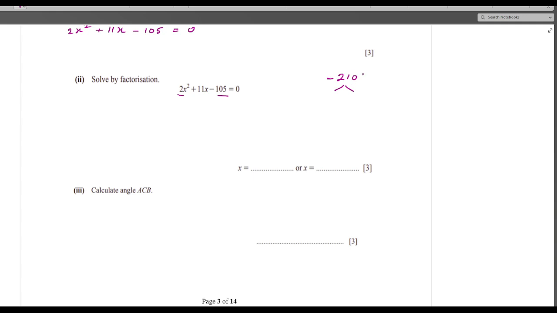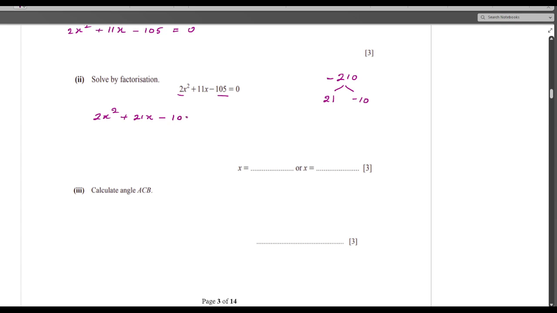21 times 10 will give you 210. So better I will take 21 as one factor and minus 10 as other factor. So here this can be written as 2x square plus 21x minus 10x minus 105 is equals to 0.